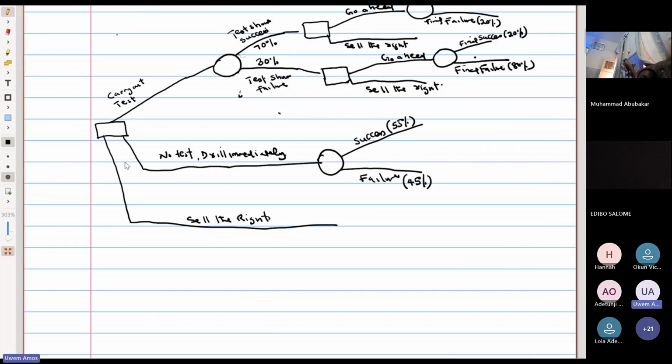We cannot have this line because there's no test on this line. We cannot have this line because there's no test on this line. So this is the line where you have a test. The test shows success up, so it can be up. The test shows failure down, so it has to be this one. So it comes to this point. We're selling the right, so we're not going ahead, so it cannot be here. So the only point where we're going ahead with the drilling, where the test shows failure, is this line. We're going ahead despite the test showing failure. So what are the outcomes? It could be successful, 20%. It can be a failure, 80%. So that's that for that line.